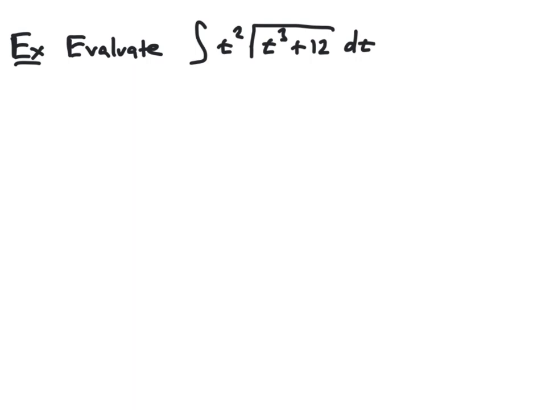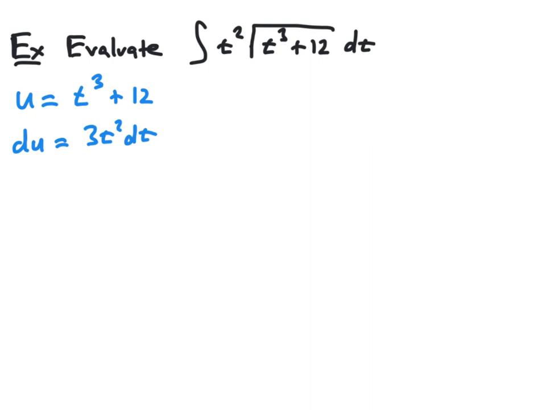In this example, we want to evaluate the indefinite integral of t squared times the square root of t cubed plus 12 dt. We recognize that we have a composition of two functions in the integrand here. We have the square root of t cubed plus 12. And so we're going to let u be the inside function of that composition, which is t cubed plus 12. Once we have u, we can find its derivative du. That would be 3t squared dt.